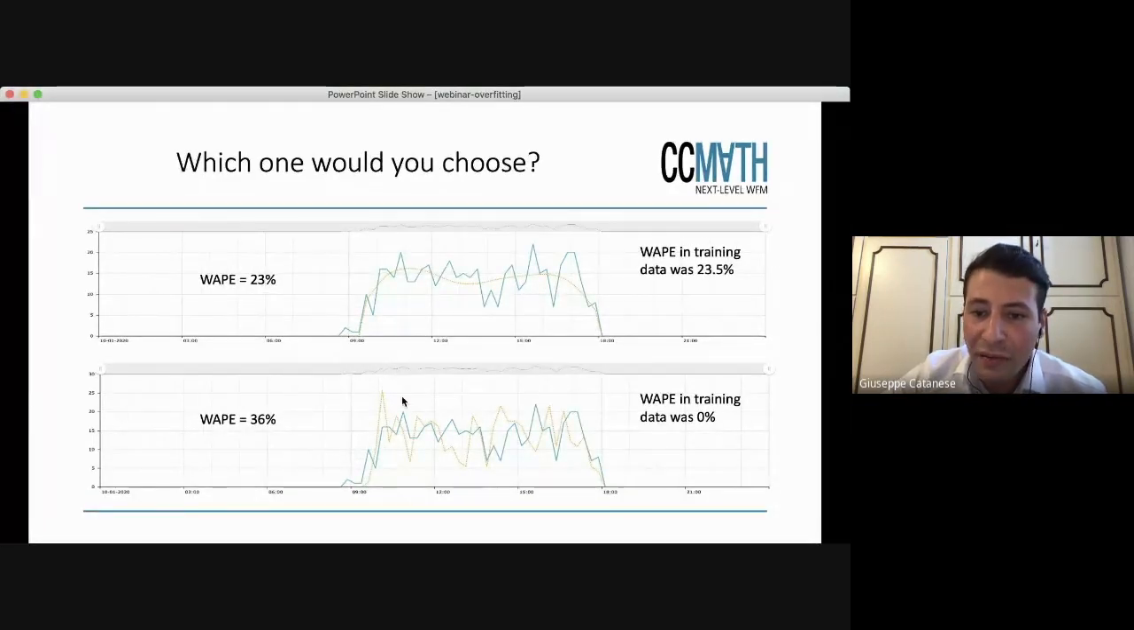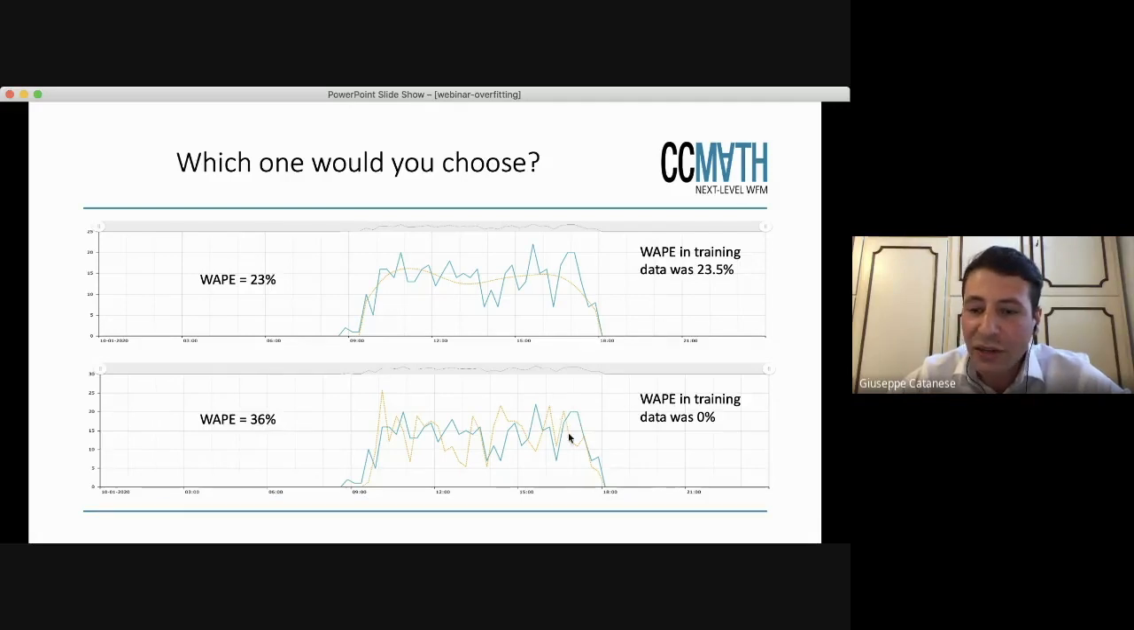Basically, for the second graph, they used the pattern of the previous day to try to forecast the pattern of the next day. We have here the WAPE, which is an accuracy measure. The WAPE is the weighted absolute percentage error, but we could have used anything else, the mean squared error or average percentage error. Here we use the WAPE.